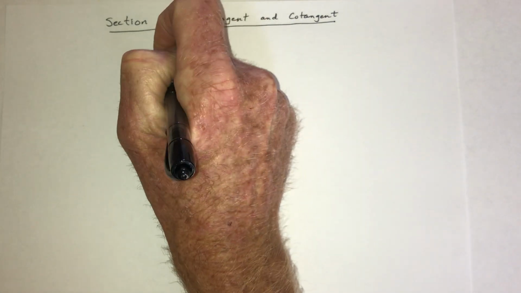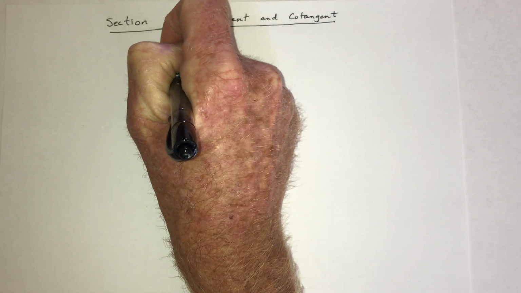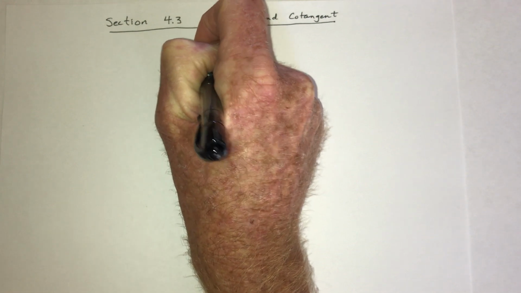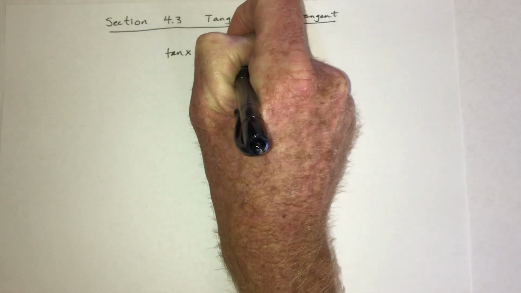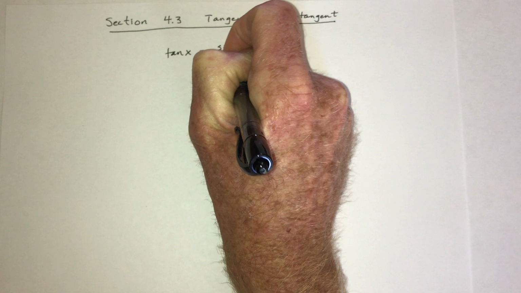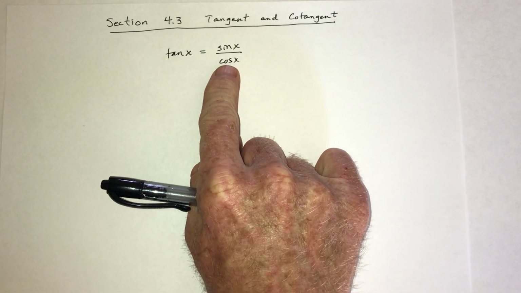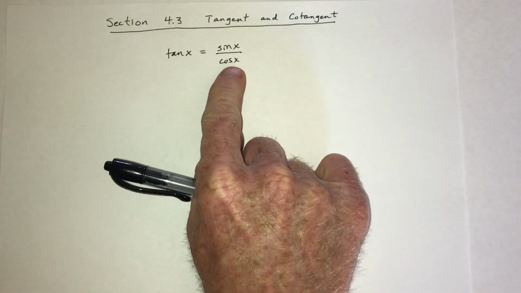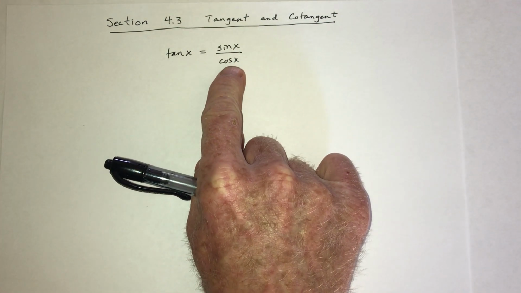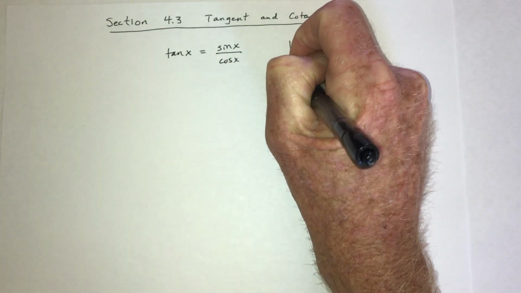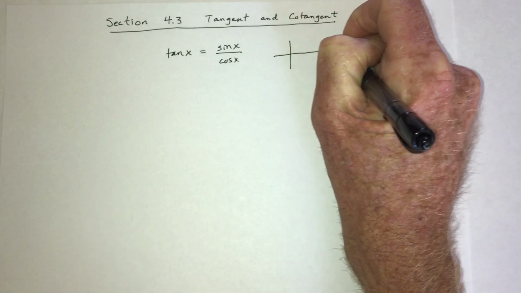Well, why the asymptotes? So tangent of x is equal to sine divided by cosine. That means anytime cosine equals 0, tangent is going to have division by 0 and be undefined. So when does cosine equal 0?